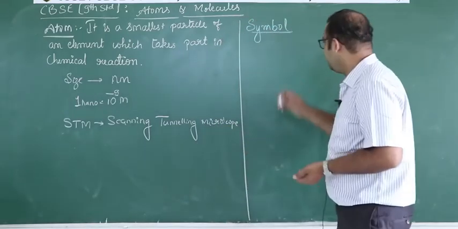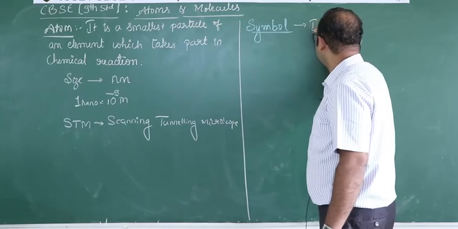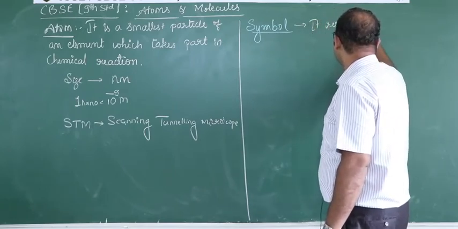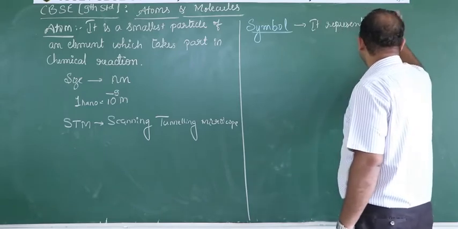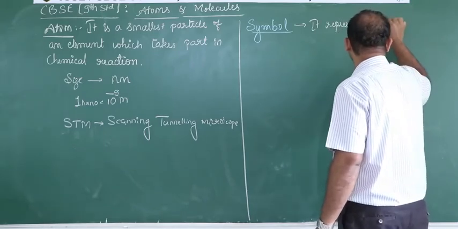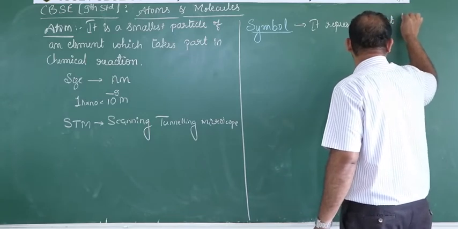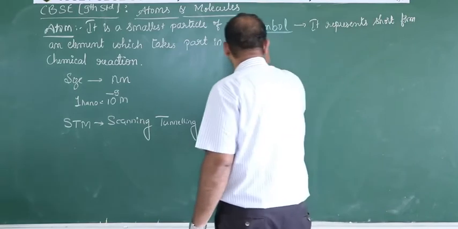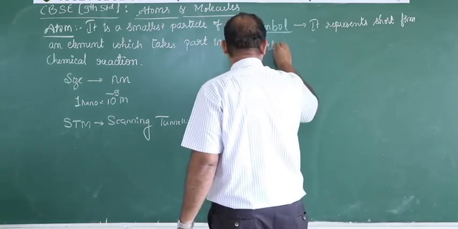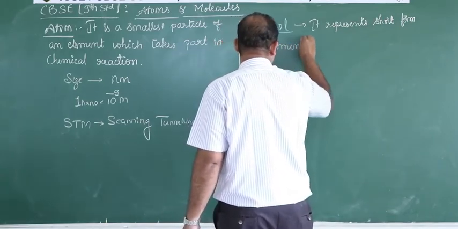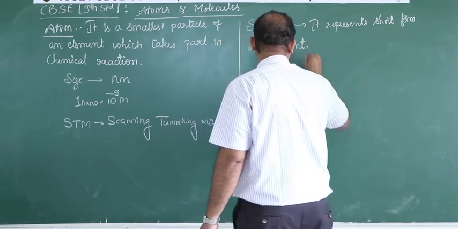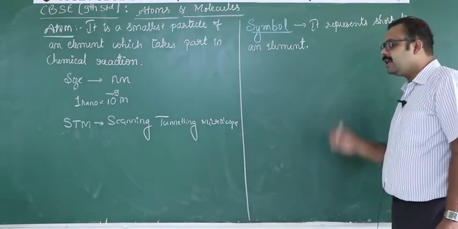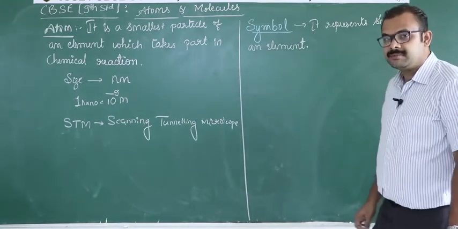That is what is actually called a symbol. A symbol represents the short form of an element. This is called a symbol. Then how do we represent a symbol?